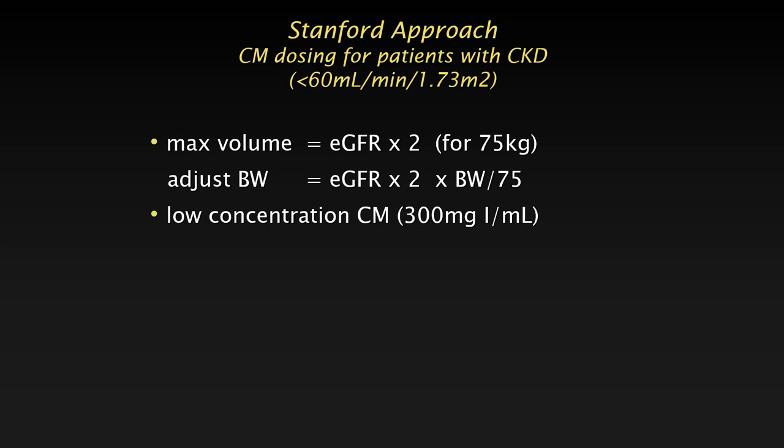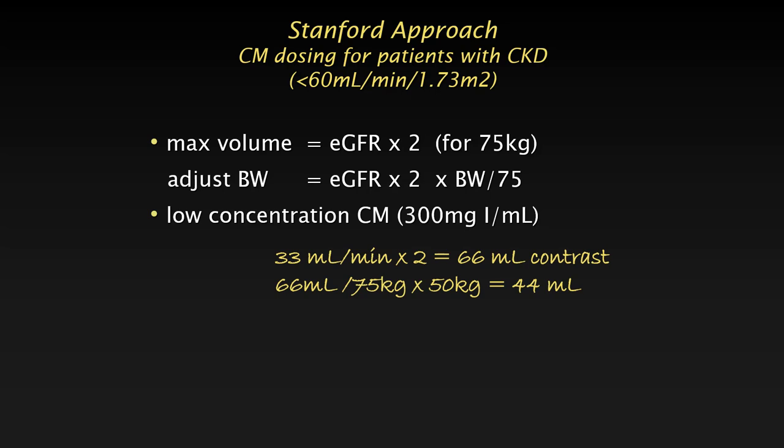So we concluded that we could try that. Why don't we use the eGFR of the patient multiplied by 2 and use that as a limit for how much contrast we give. What we do in addition to that is we correct this for a patient's body weight and we use low iodine concentration contrast medium. So for a patient with an eGFR of 33, times 2 would mean that she could get 66 milliliters of contrast if she was 75 kilograms heavy. If she is smaller and she only had, I think, 50 kilograms, then you have to give less contrast.